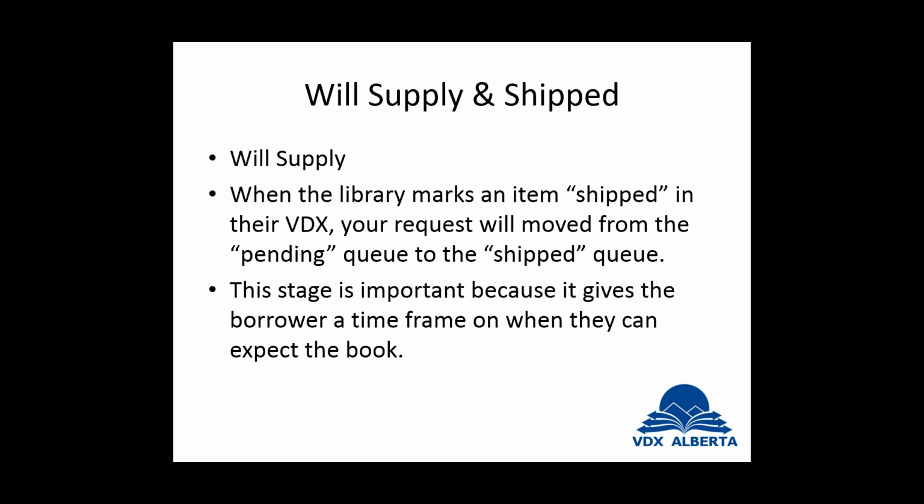Okay, so the next step is that the item comes in and the shipping library marks it shipped. It will move from the pending queue to the shipped queue in your work queue. This stage is important because it gives the borrower a general time frame when they can expect the book to come. We don't really know how quick it's going to come through government courier. We've heard some people can get it in a few days, other people wait weeks. Or Canada Post, who knows what could happen to delay it.